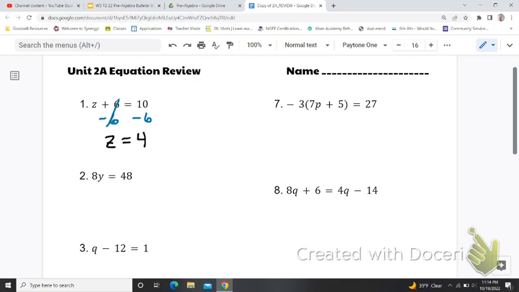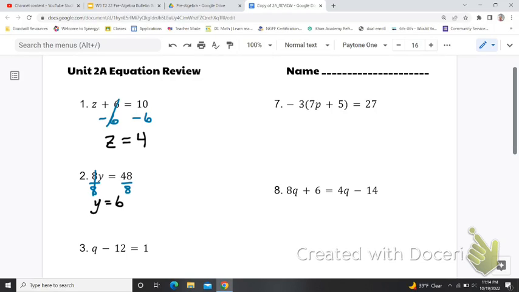Number 2, 8y is equal to 48. So 8y means they're currently multiplying. So to undo multiplication, we need to divide. So 8 divided by 8 is 1, which makes this just y, 1y. 48 divided by 8 is 6. Is 8 times 6 equal to 48? By golly, it is, so we're in luck.